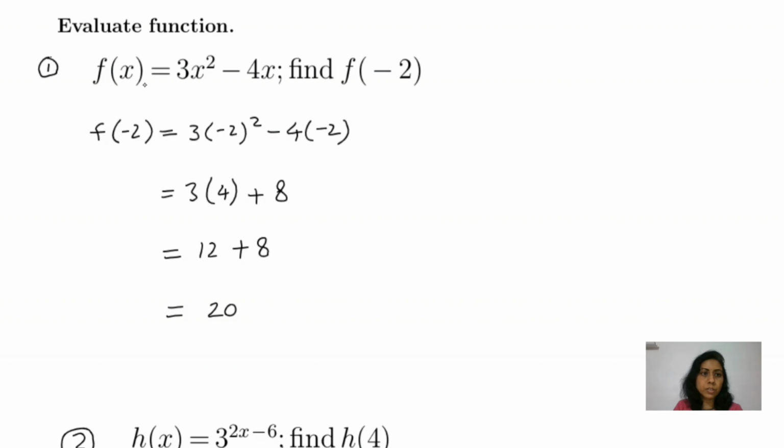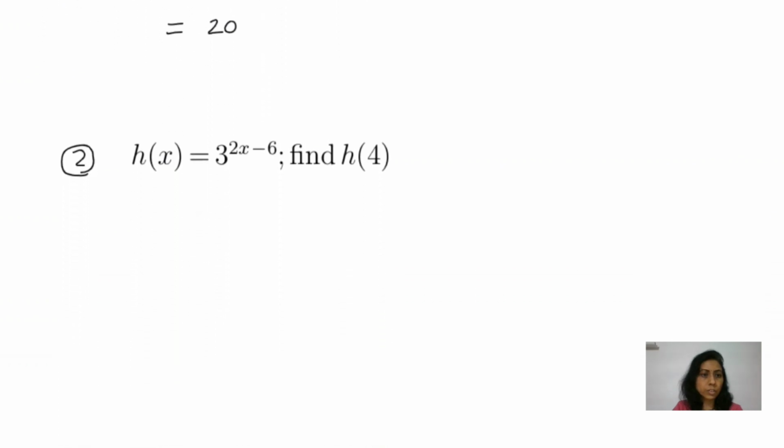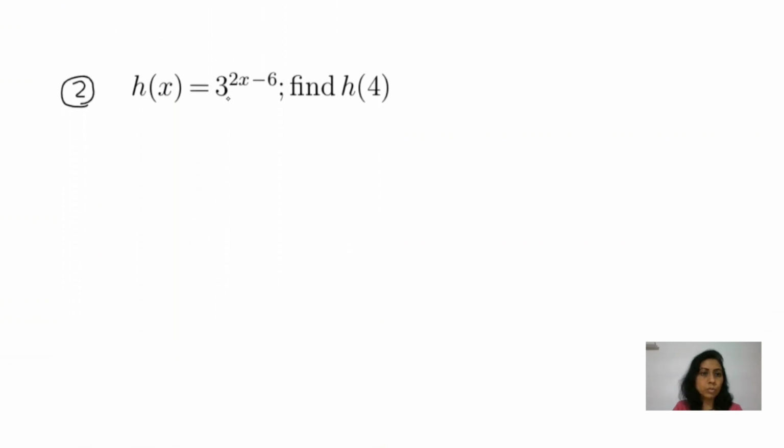So the given function is this one, and when we put -2, so f(-2), we evaluate and we get the answer 20. Here is another question. h(x) is equal to 3 to the power 2x minus 6. We have to find h(4). So x is replaced with 4. X substitute means 4 is substituted here in this function.